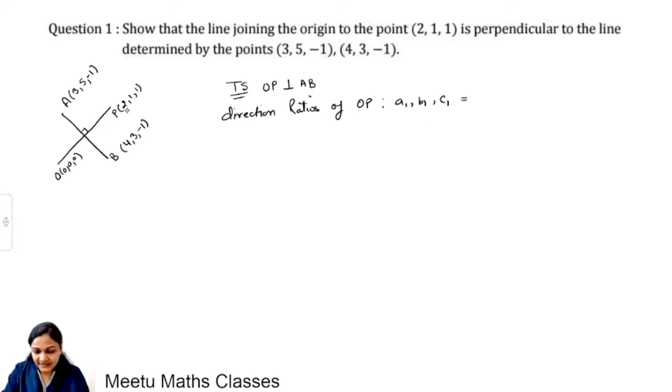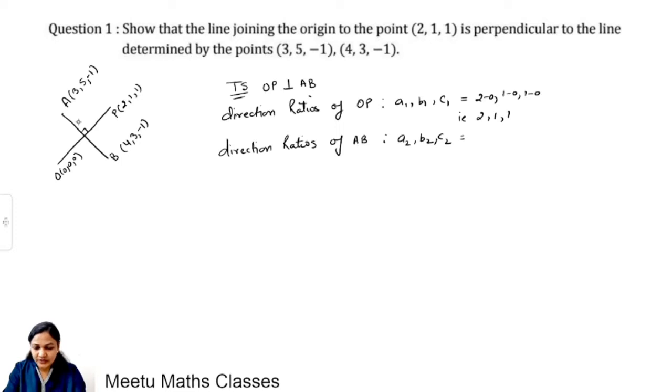So what can you take? 2 minus 0, 1 minus 0 and 1 minus 0, that is 2, 1, 1. And direction ratios of AB, suppose are A2, B2 and C2, and they are equal to AB. We will take the difference of the coordinates of both: 4 minus 3, 3 minus 5 and minus 1 minus 1, and that is 1, minus 2 and 0.